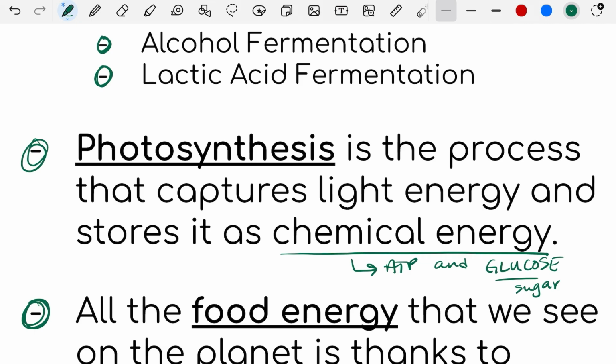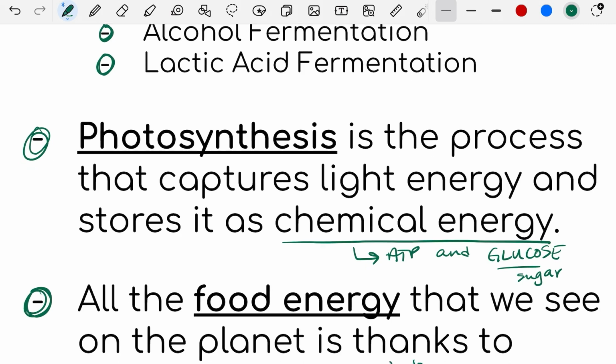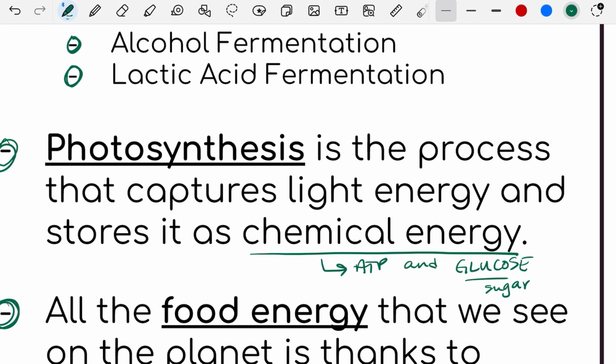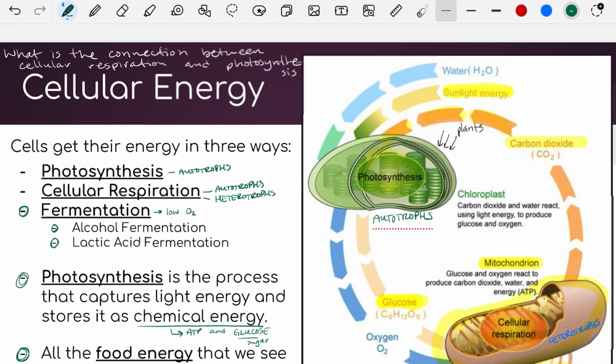and then plant-like protists, because they do cellular respiration, and photosynthetic bacteria. Now, they don't have a chloroplast, so they just do that in their cytoplasm. So photosynthetic bacteria don't have chloroplasts, but it is important to understand that they do contribute to the food web. All right.